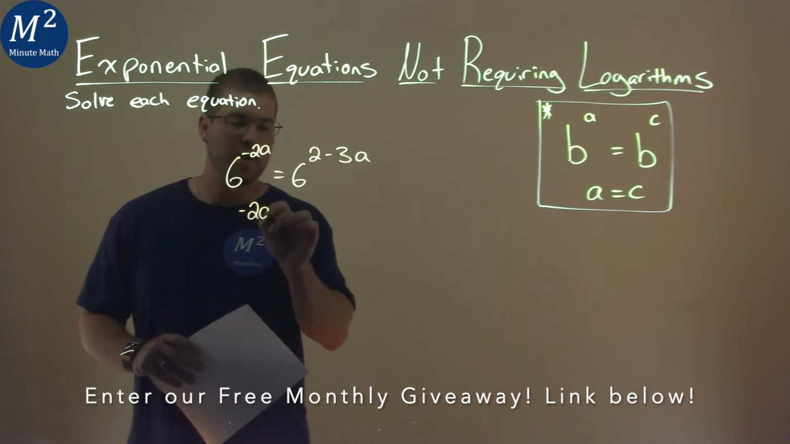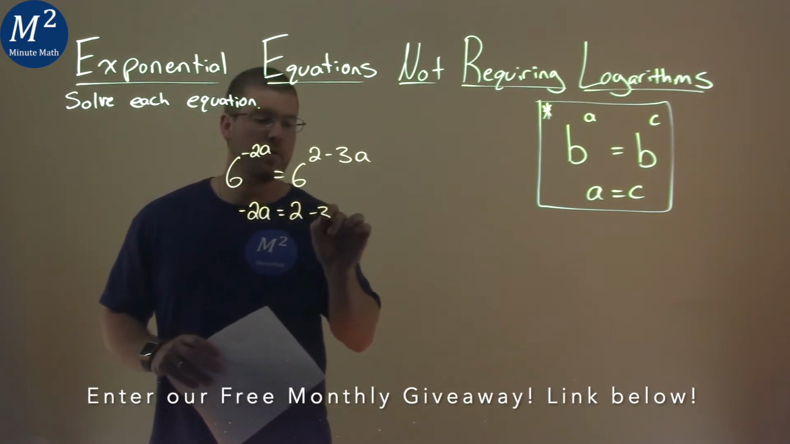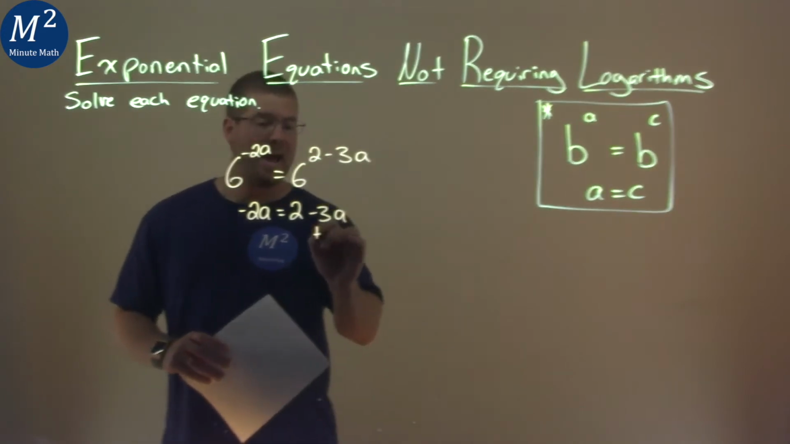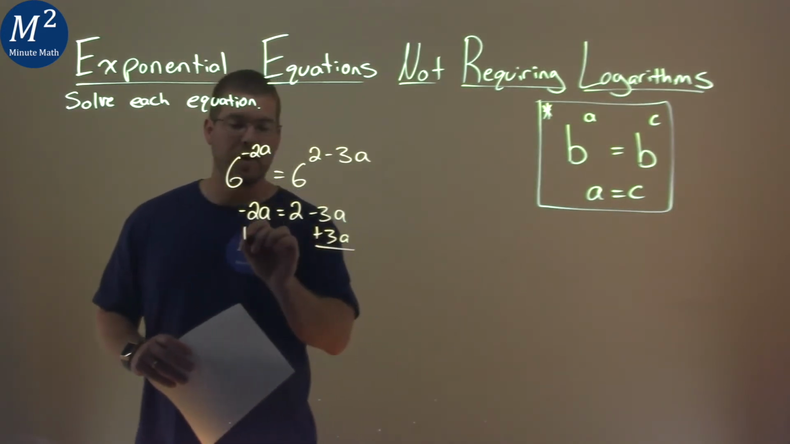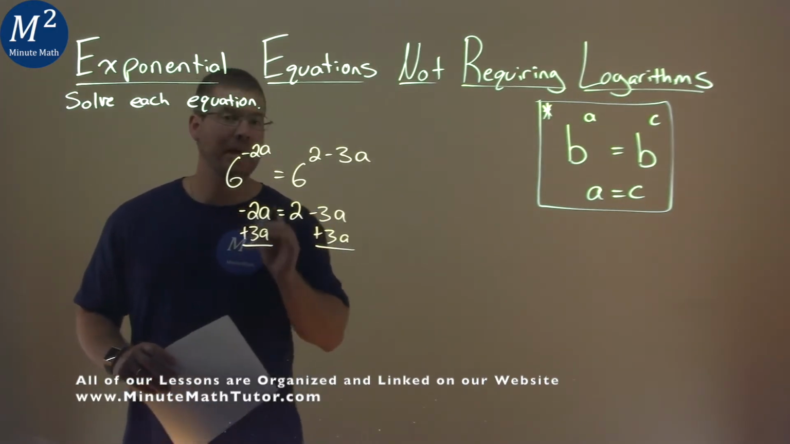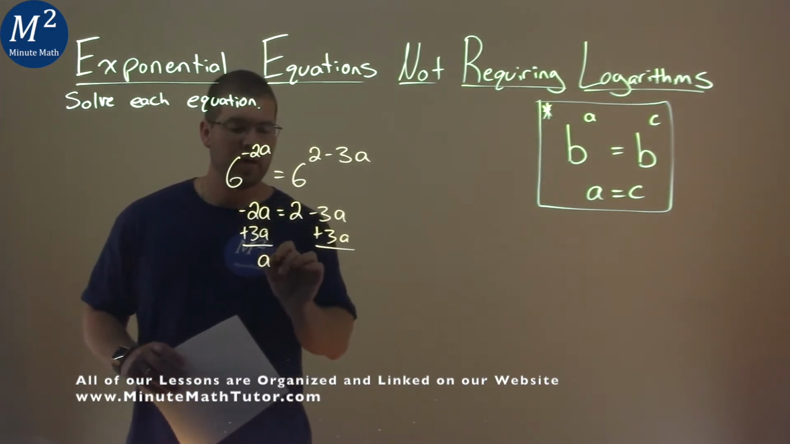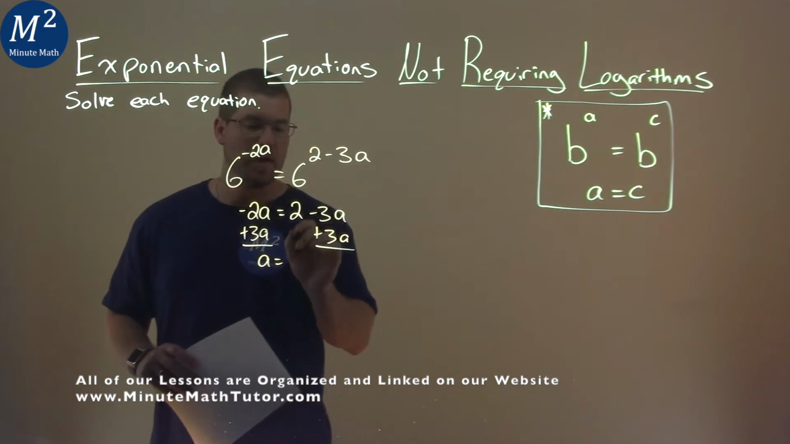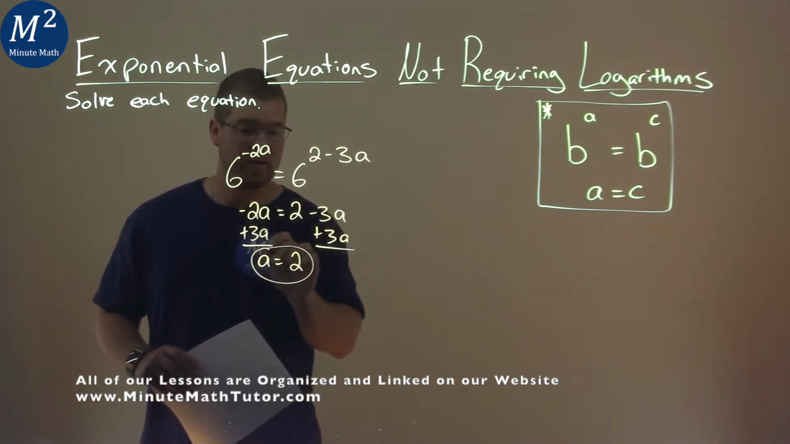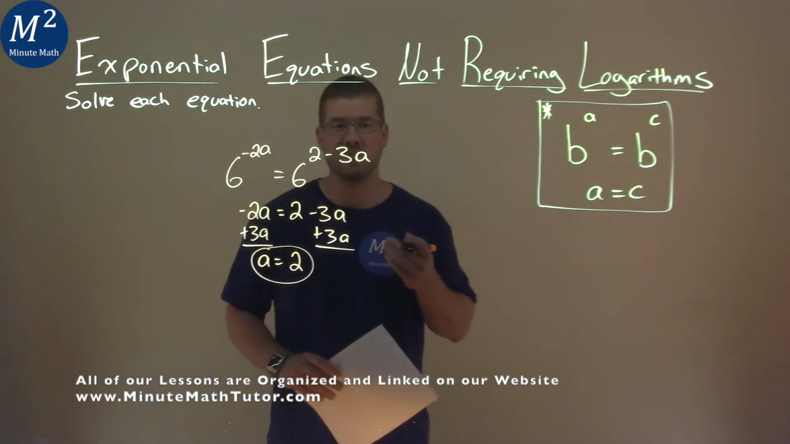So negative 2a now is equal to 2 minus 3a, and we're solving for a. I'm going to add a 3a to both sides, and this is actually over fairly quickly. Negative 2a plus a 3a is just a 1a, which we can write just as a. A 2 is what is left over, and that's it. Our final answer here is a equals 2.